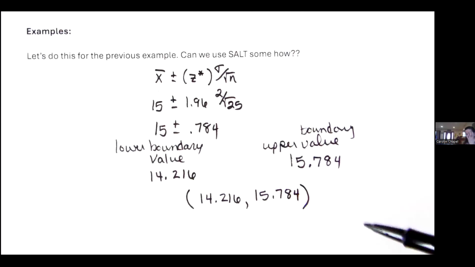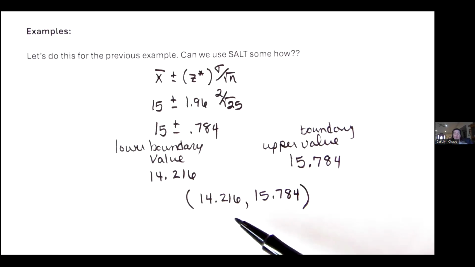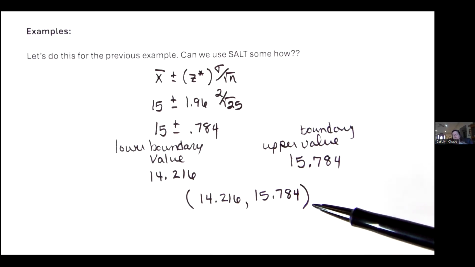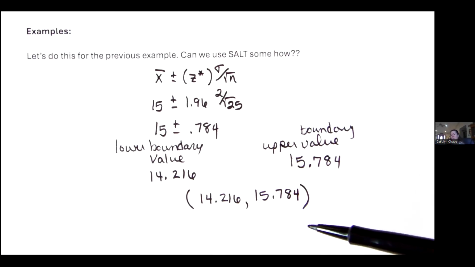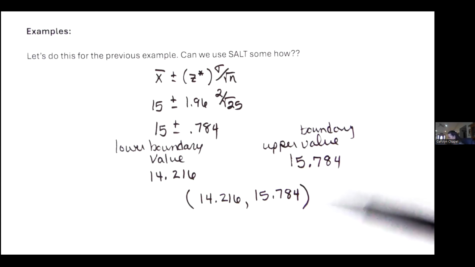Okay, so I am 95% confident that the true average will fall between 14.216 and 15.784. Okay, could I have gotten SALT to do this? You're going to think about that. We're going to do another example by hand, and then we'll use SALT to actually get that value. And when we're in SALT, we'll come back and do this one as well.